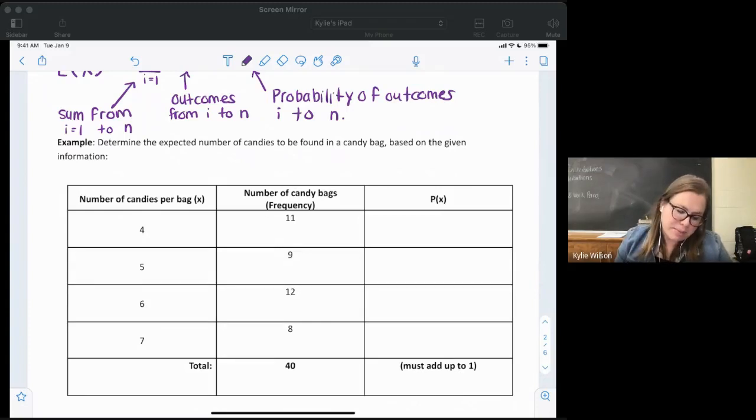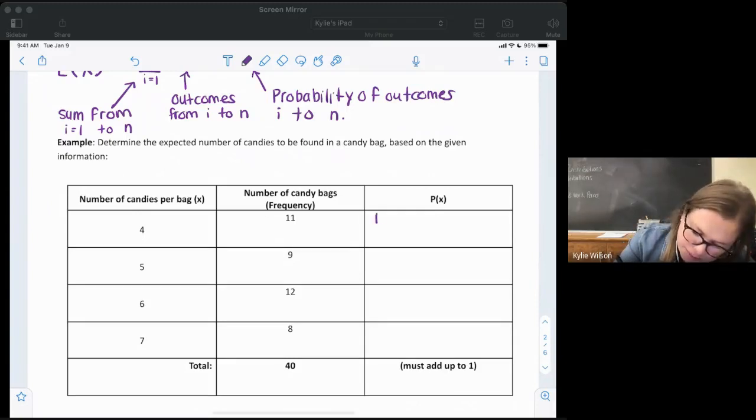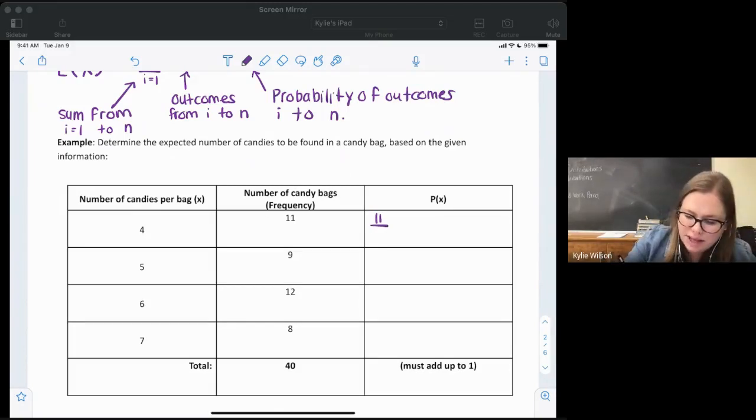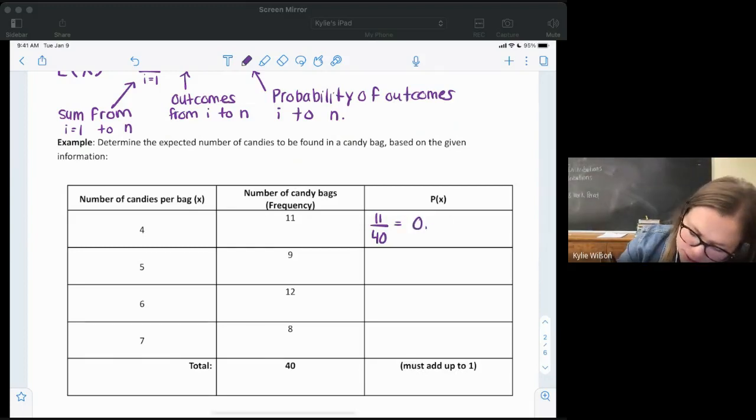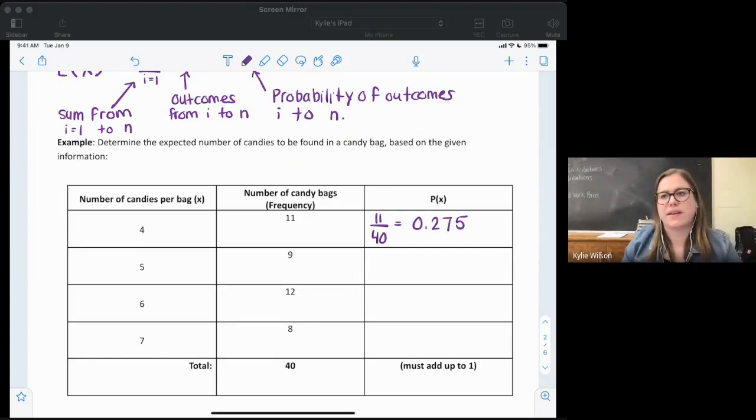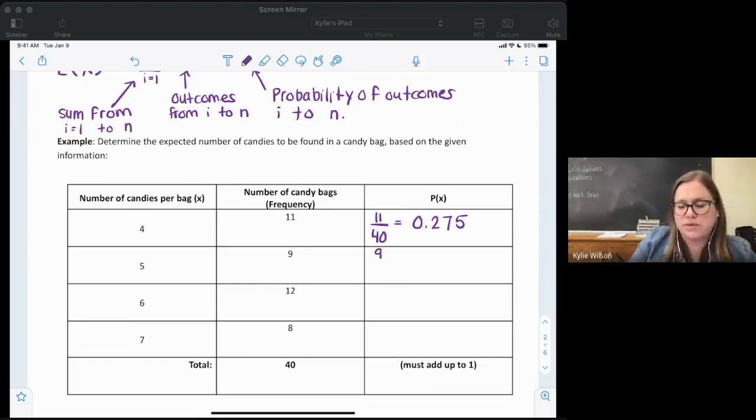To start, the probability of having 4 candies per bag. There are 11 bags with 4 candies each out of the 40 total candy bags. So if I put that into my calculator, I will get 0.275. Next, I want to find the probability of getting a candy bag with only 5 candies in it. So there are 9 bags with 5 candies divided by the total bags. So that will give us 0.225.